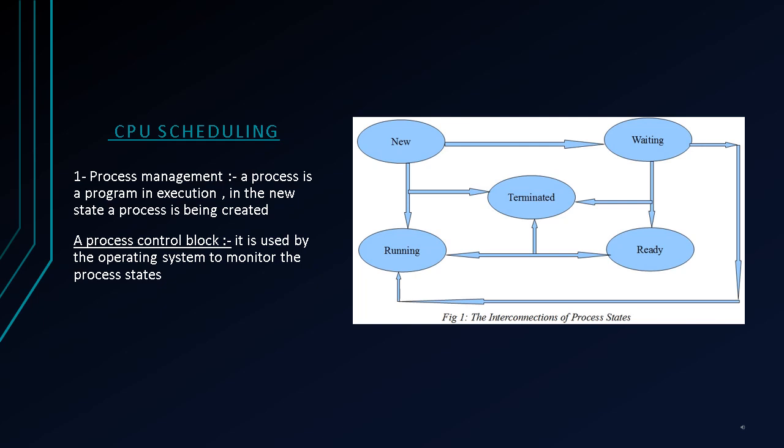Now we will talk about CPU scheduling. It is a process of determining which process will own the CPU for execution while another process is on hold. The main task of CPU scheduling is to make sure that whenever the CPU remains idle, the OS at least selects one of the processes available in the ready queue for execution. The selection is carried out by the CPU scheduler, which selects one of the processes in memory that is ready for execution.